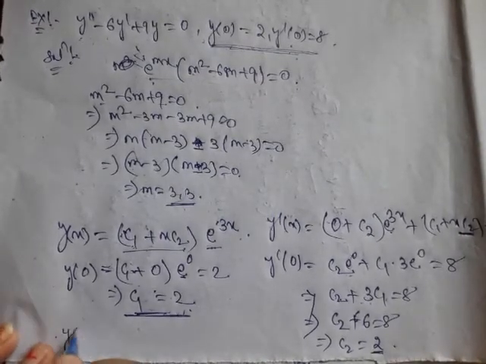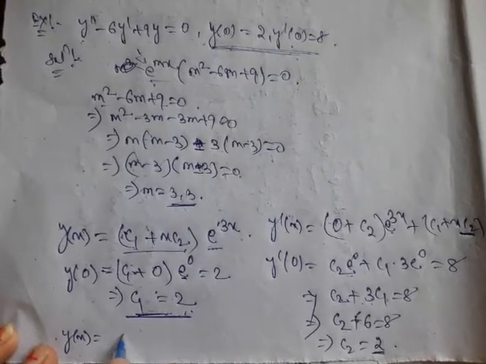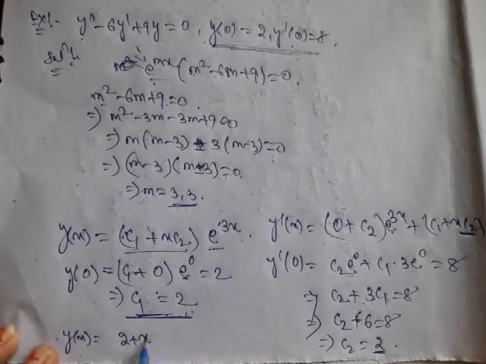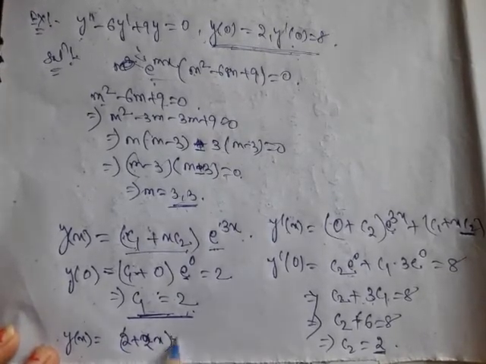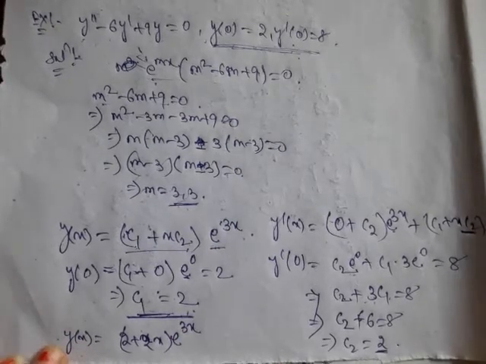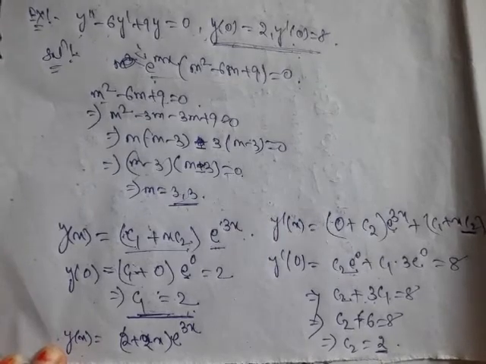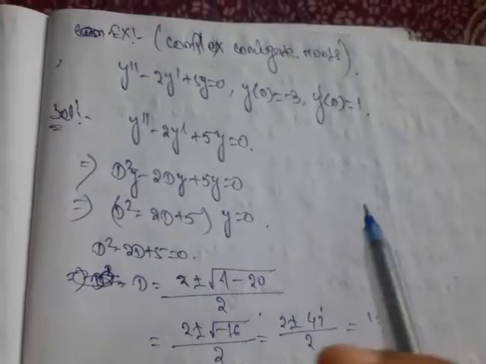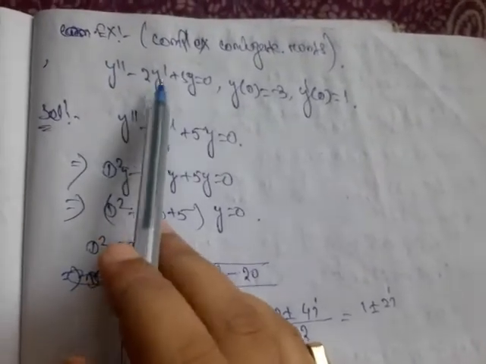So our particular solution is 2 plus 2x, e to the power 3x. Okay, so this is our particular solution. Okay, all are clear?